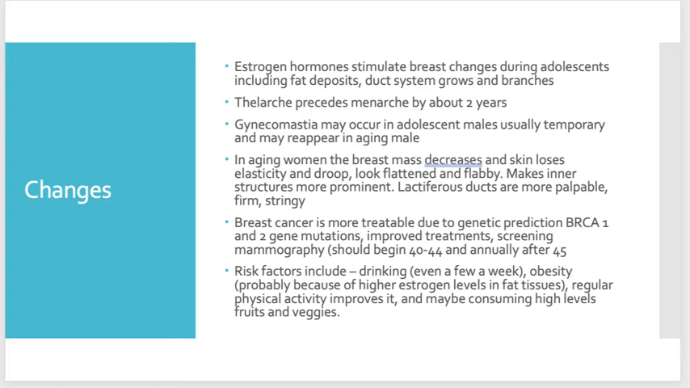Breast cancer is still very prevalent, with 1 in 8 women developing malignancy in their lifetime. And it is more treatable than it was previously, so the survivability is higher. This is partially due to genetic prediction of breast cancer by looking at the BRCA1 and 2 genes and when there is a likelihood of mutation. There is improved treatment for cancer, and screening mammography does tend to identify this very early, which should begin about 40 to 44 years of age, unless there's somebody at higher risk, then they would be earlier, and annually after 45 years of age.